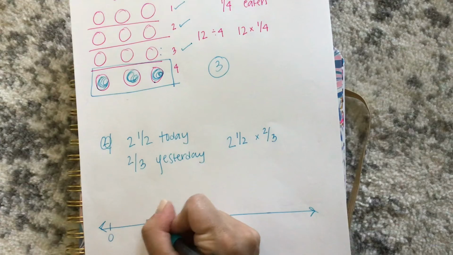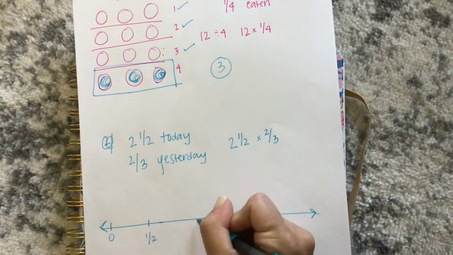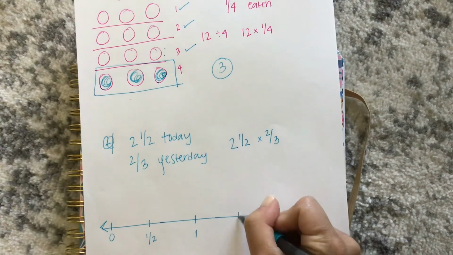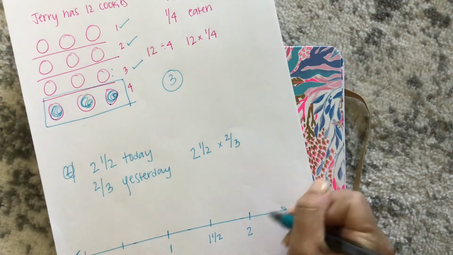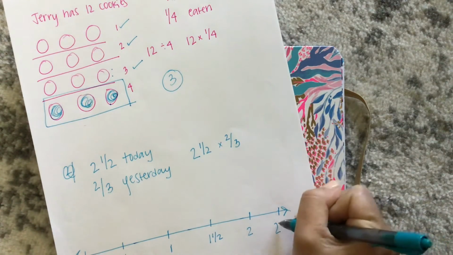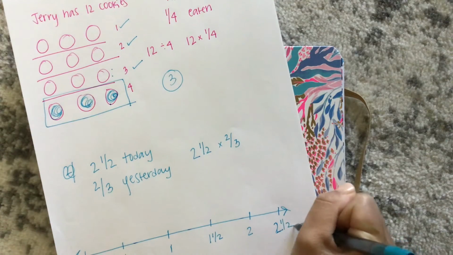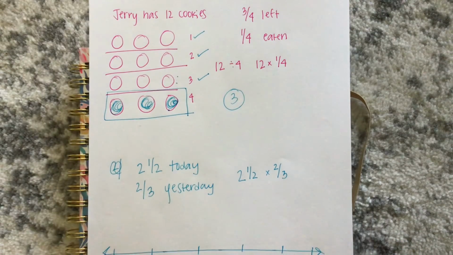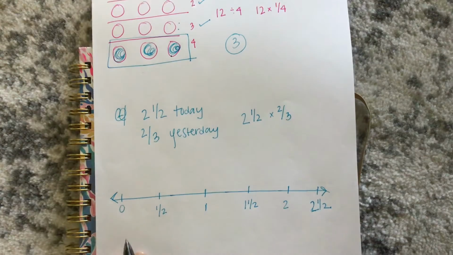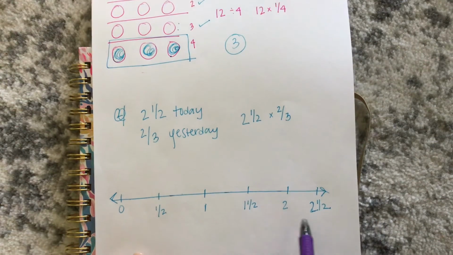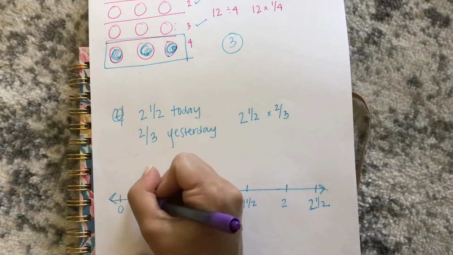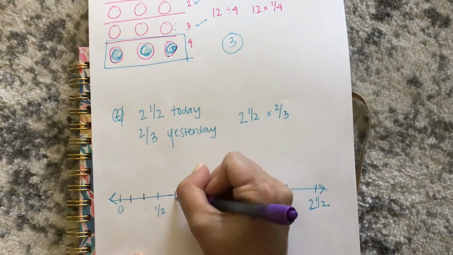First I'm going to divide my number line into halves and count up until 2.5. 0, 1/2, 1, 1.5, 2, 2.5. Okay. So now I'm going to take each one of these sections and divide them into thirds, because now I want to find 2/3 of 2.5. So I'm going to take each section and divide it into thirds.